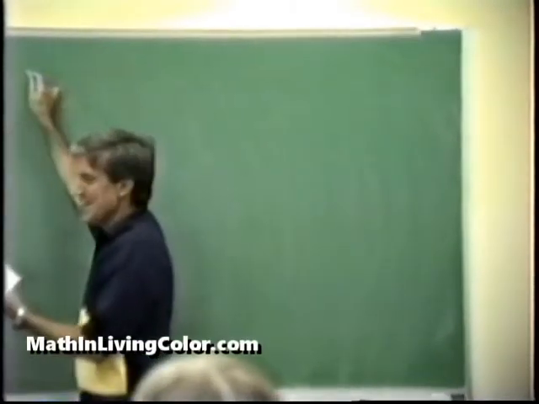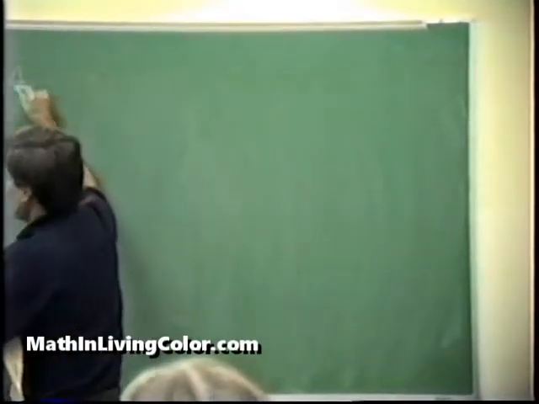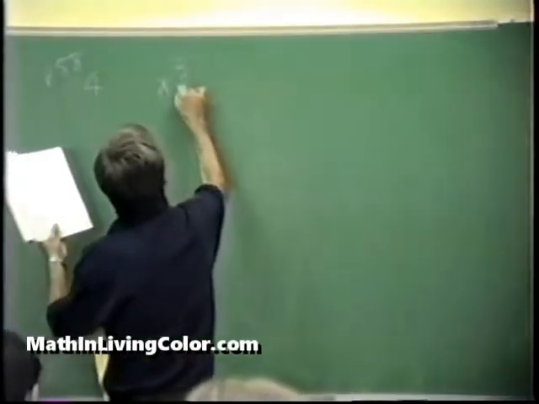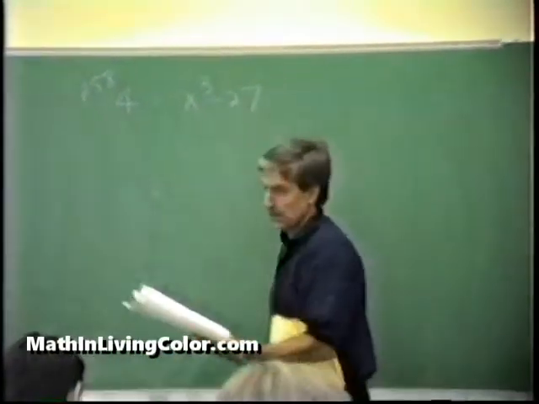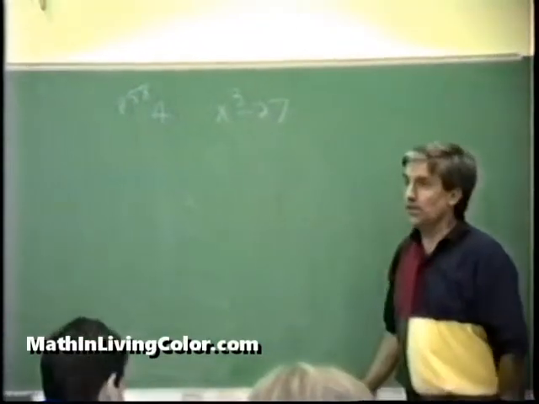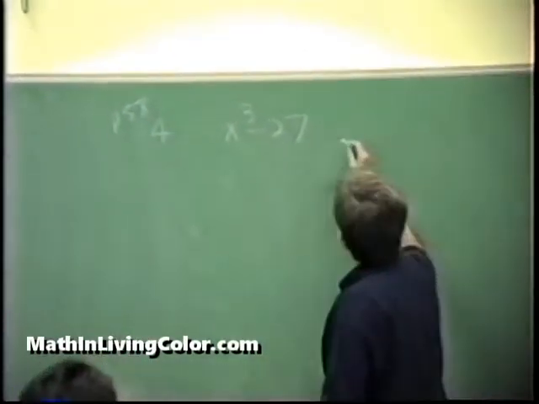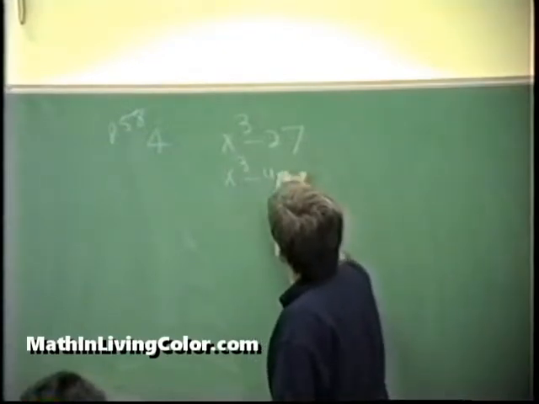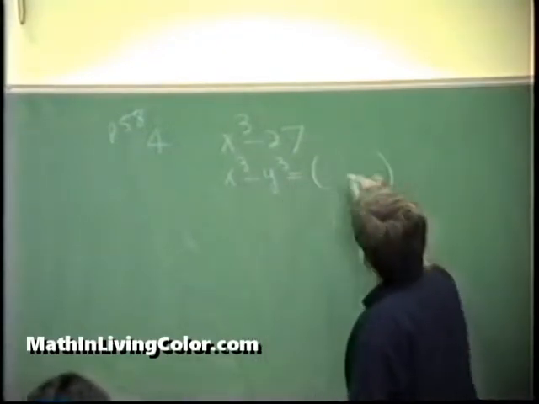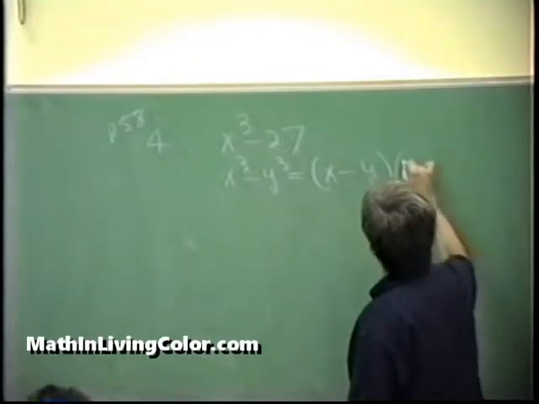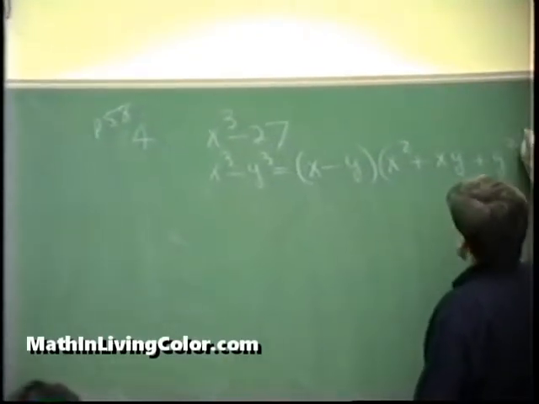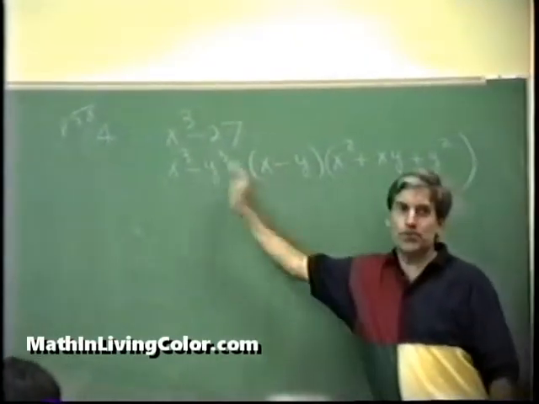I don't know. Number 4 on page 58. There's a problem that says x cubed minus 27. And there is a formula that says if you ever have x cubed minus y cubed, it could be written as x minus y times x squared plus xy plus y squared. That's a formula that's given to you.